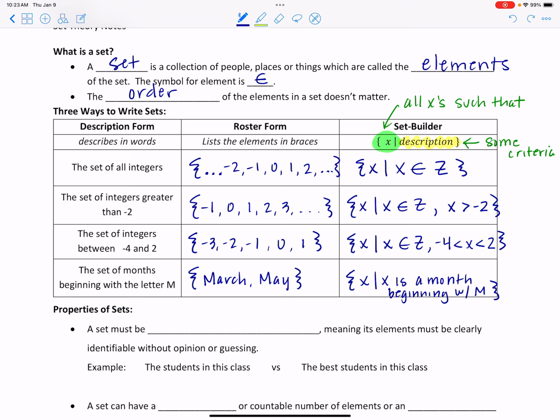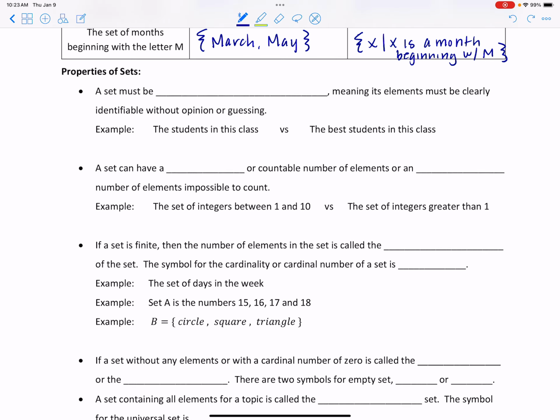The set builder notation is mostly used for math, but again, we can apply all three of these to really any set. So a set, again, is just a collection of people, places, or things, or objects that we're going to refer to as the elements. We can write this in a description, in words, in a list that we'll call the roster form, or using that set builder notation. All right, so some properties of sets that we need to be familiar with.